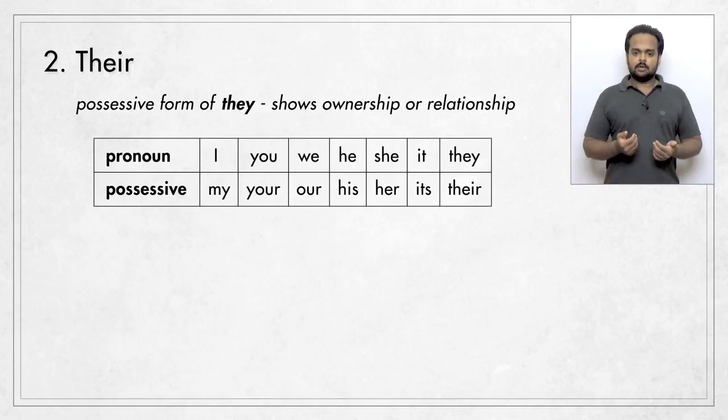The possessive form of I is my. For you, it's your. We, our. He, his, she, her, it, its. And for they, it's their.